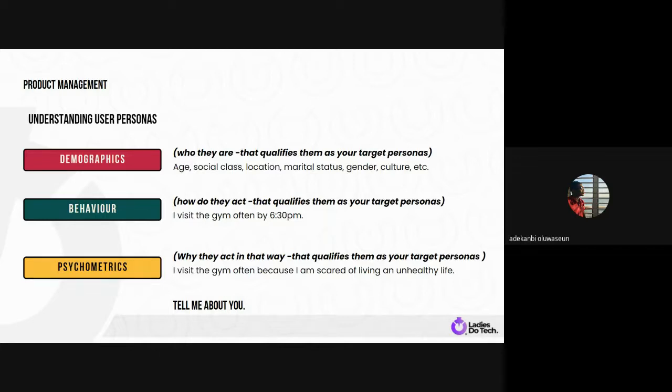The third thing, psychometrics, right? Psychometrics answers the question of why they act in the way they do. That qualifies them as your target persona. So, for instance, you found out that the behavior of the user is they like to go to the gym every day. Under psychometrics, you now go deeper to say, okay, these guys go to the gym every day because they're scared of living an unhealthy life. So that being scared of living an unhealthy life is the mindset. Why are they doing this?